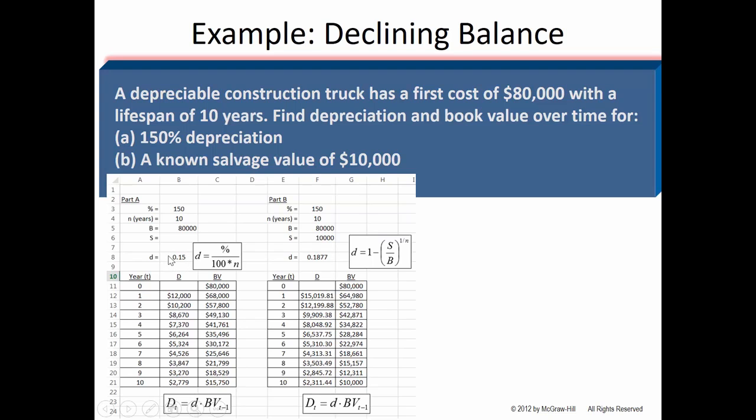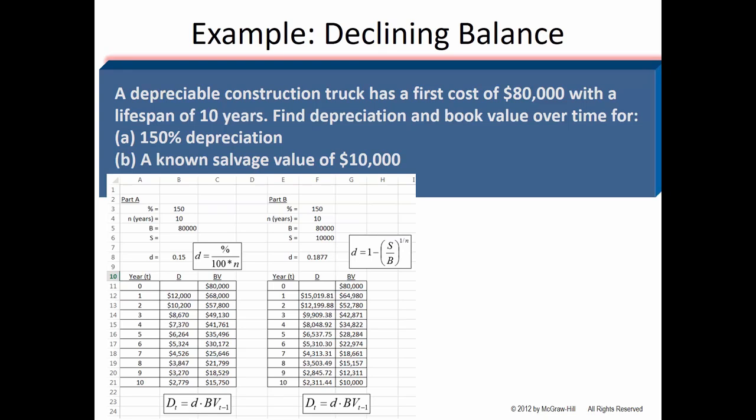So now look at each year the depreciation amount. In year one, the depreciation amount is $12,000 because $12,000 is 15% of $80,000. But in year two, the depreciation amount is lower. It's lower because at the end of the first year, the book value now is only $68,000. And so $10,200 is 15% of $68,000. So you can see the pattern is that this year's depreciation is based on last year's final book value. Does that make sense to everybody?